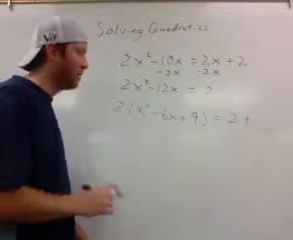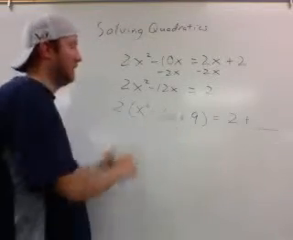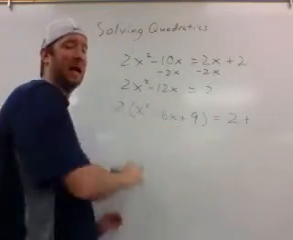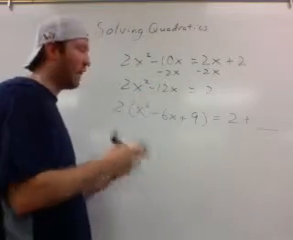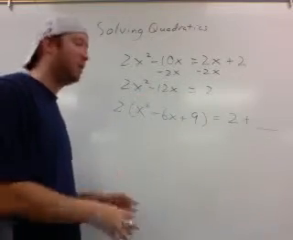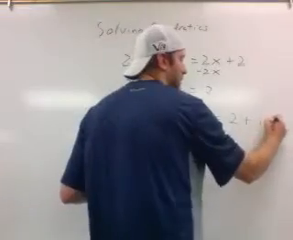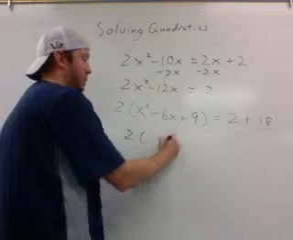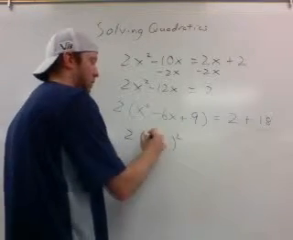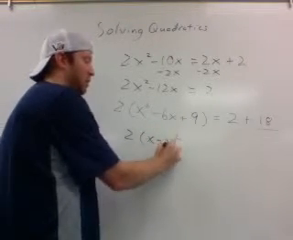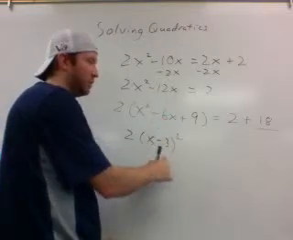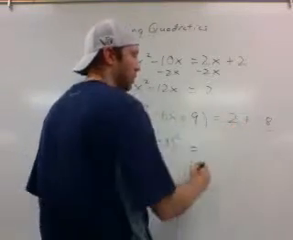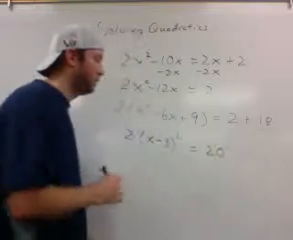Remember, as we saw in the other video, it's not 9 that I added. It's 2 times 9, because I'd have to distribute this. So really what I added to the left side was 18. So I have to add 18 to the right side. So I get 2 parentheses. This is going to be x minus 3, again taking half of the b value, equals 2 plus 18, which is 20.